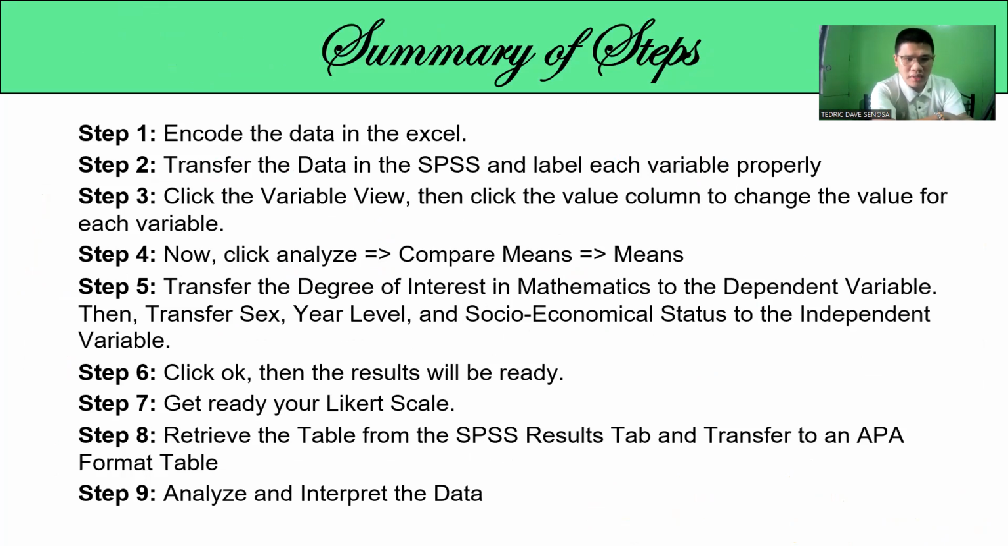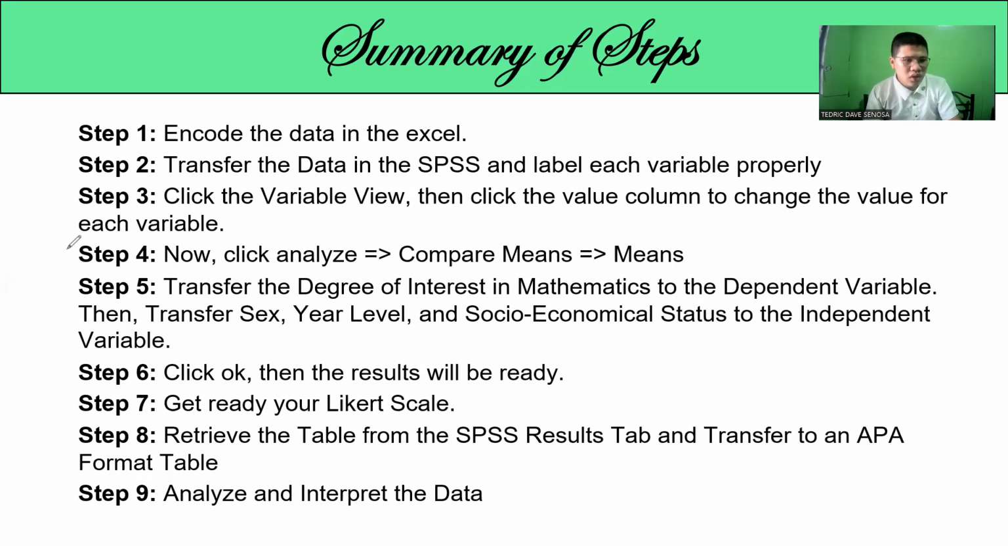Click variable view and click the value column to change the value for each variable. Ang giobra ta kagina bala nga 1 is for male, 2 is to female, and then sa socioeconomic status 1 is for poor and so on. And then this is the key navigation in the SPSS.